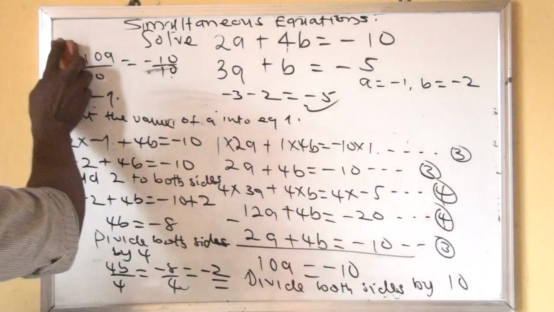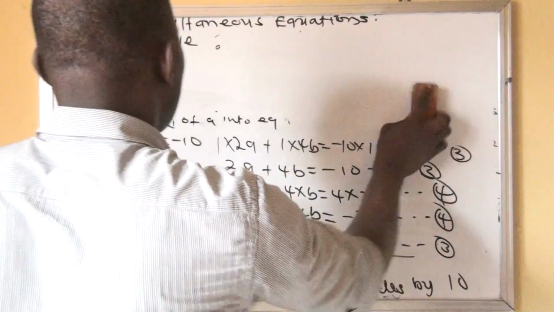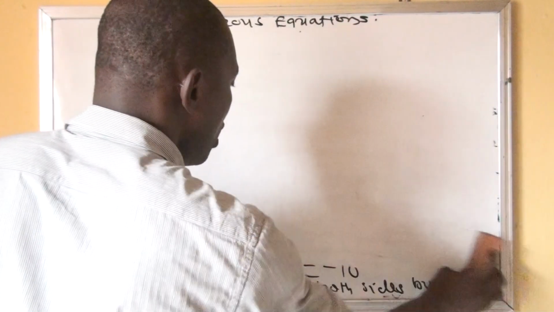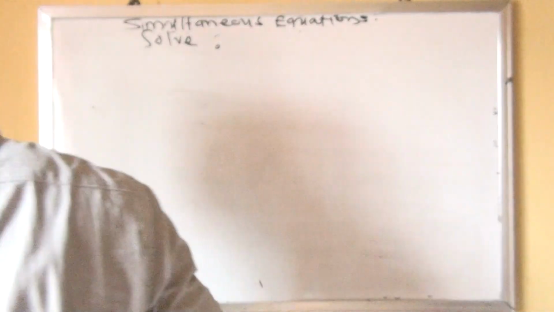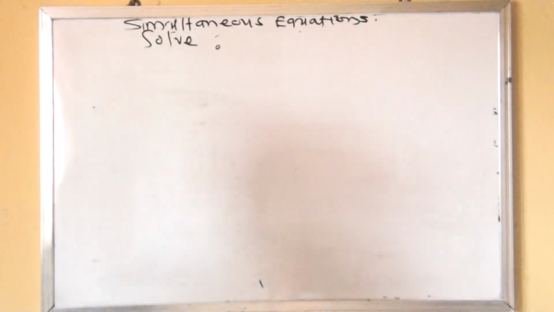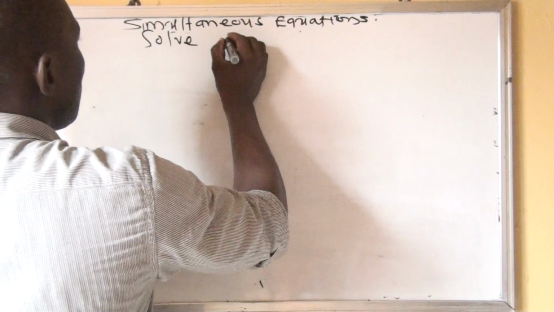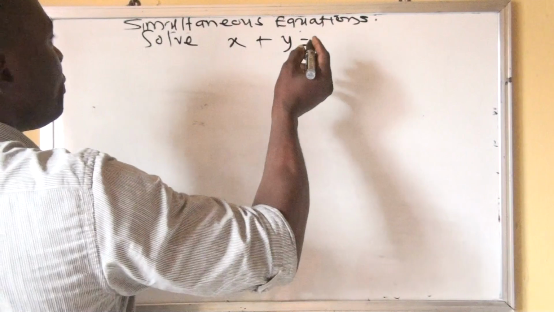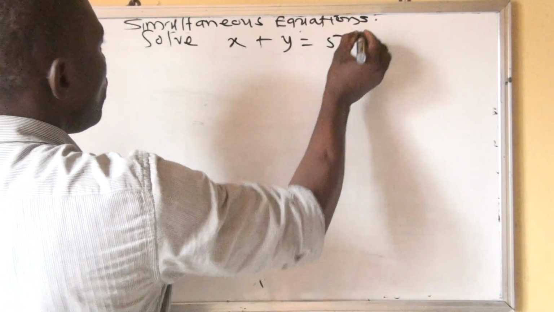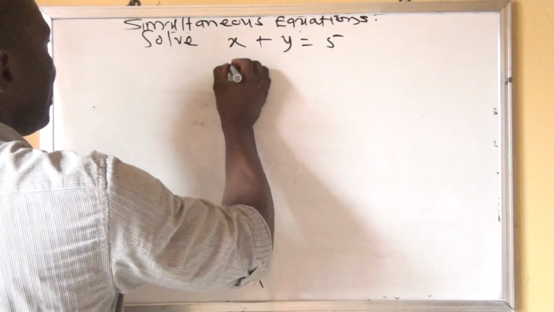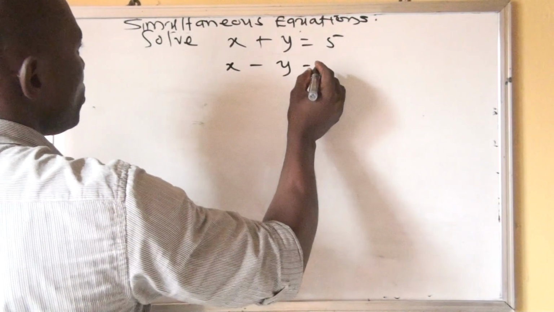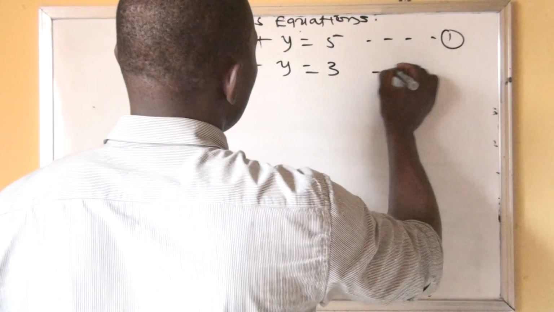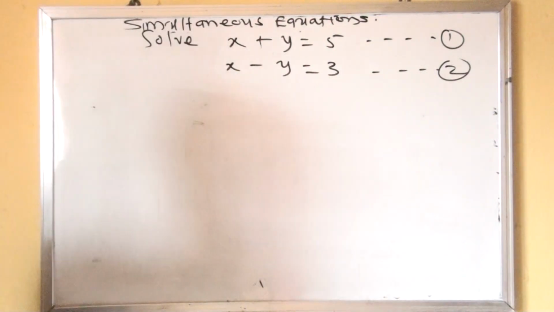Okay, now this is how far we can go in this class. Now, let me give you one so that you can practice. It says: solve the equations x plus y is equal to 5, then x minus y is equal to 3. So you can do that one. Equation 1, equation 2.